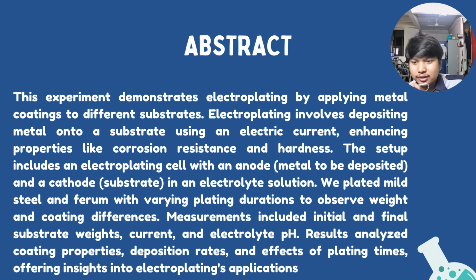The setup includes an electroplating cell, which has an anode, the metal to be deposited, and also the cathode substrate in the electrolyte solution. We plated mild steel and ferro, varying the plating duration to observe the weight and coating differences. The measurement also includes the initial and final coating properties, deposition rates, and the effect of plating time, offering insight into electroplating applications.